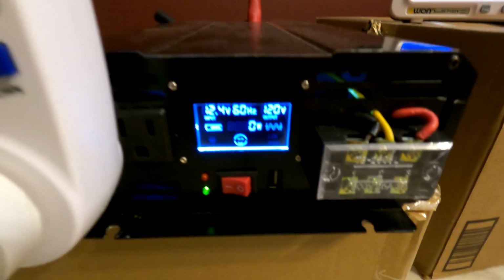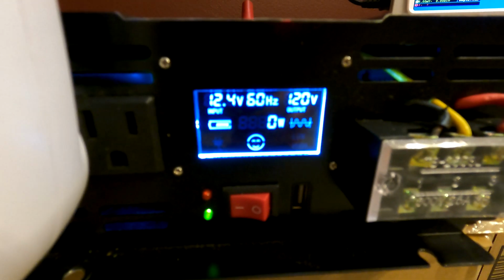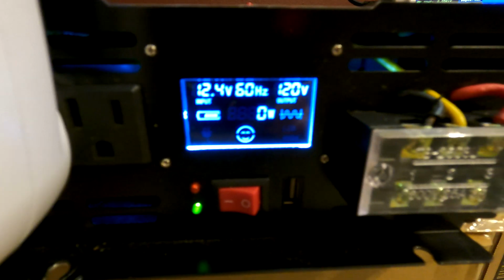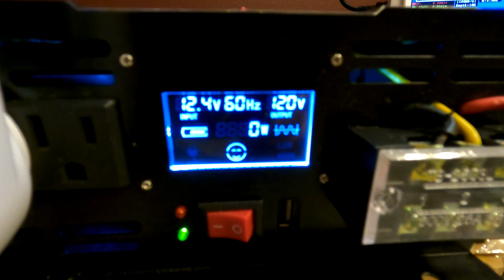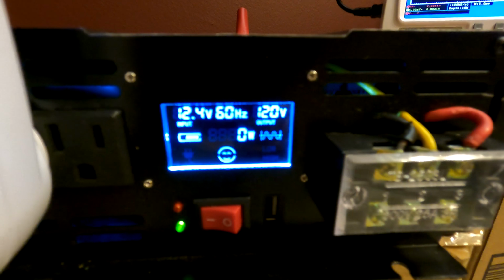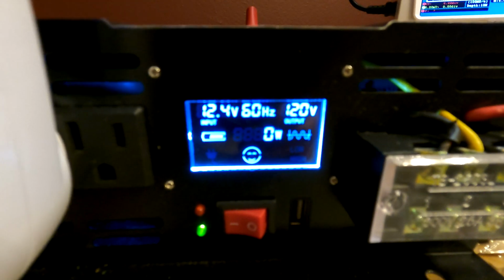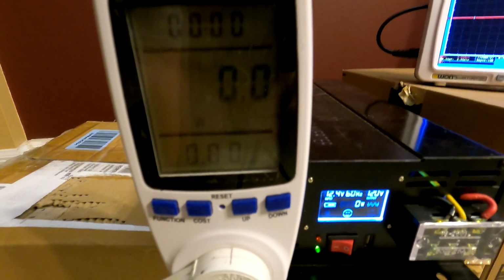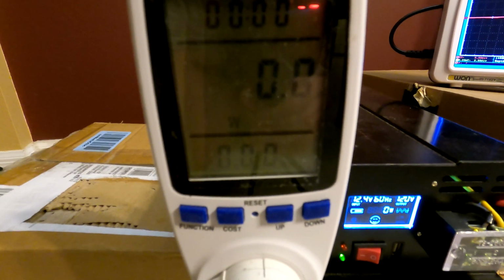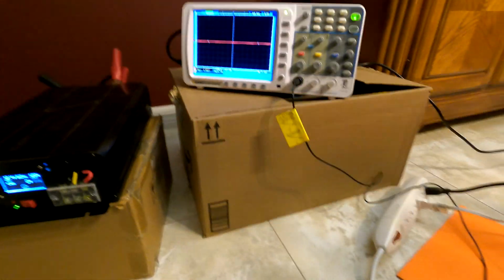Right away, what I notice is it has a nice display on this particular unit. What it's showing here is battery voltage, 12.4 volts, and it's outputting 120 volts, 60 hertz. It has a happy face, I guess, which means it's happy. And it's showing 0 watts at the moment, so that means we're not drawing anything. I also have an external watt meter right here that we're also gonna monitor at the same time.